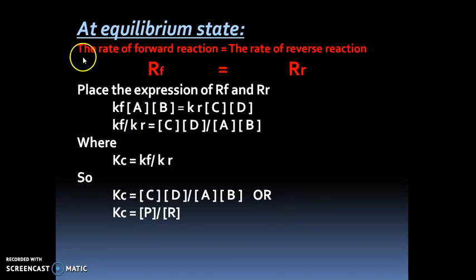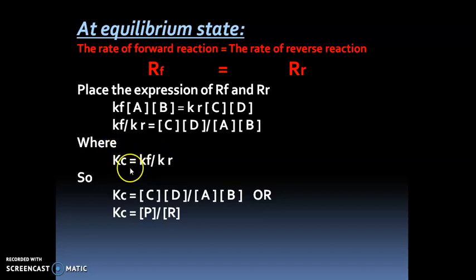Students, we all very well know that at the equilibrium state the rate of forward reaction is equal to the rate of reverse reaction, and both are symbolized by Rf and Rr. Whenever we put the values of Rf and Rr, our new expression is this. Now in the next step, all rate constants come to the left side and all concentrations come to the right side. So Kf over Kr is equal to Kc. This is called the equilibrium constant.